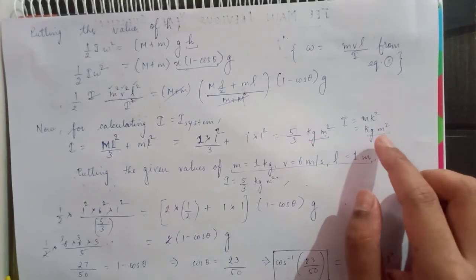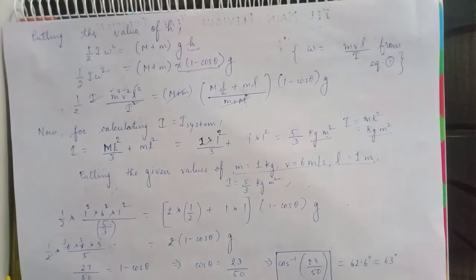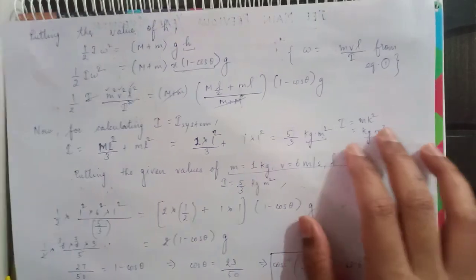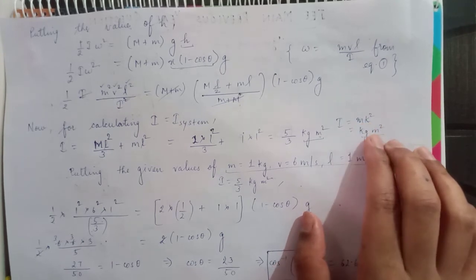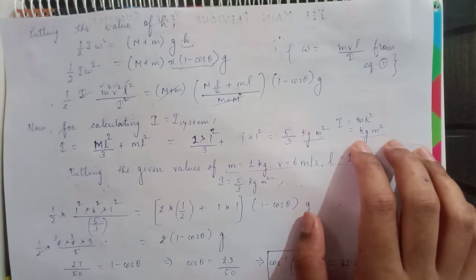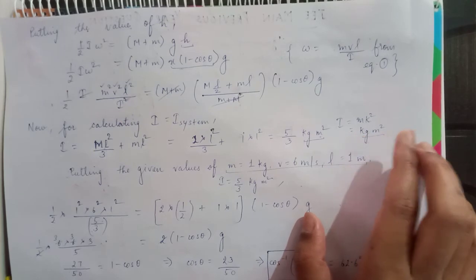If you don't know the unit of moment of inertia, then no problem, because you have to finally put the value of moment of inertia to get the final answer. But if you want to find the unit of moment of inertia, then I must tell you that moment of inertia equals mass into radius of gyration whole square. And what is the unit of radius? Radius is meter, and so the unit of moment of inertia is kg meter square.